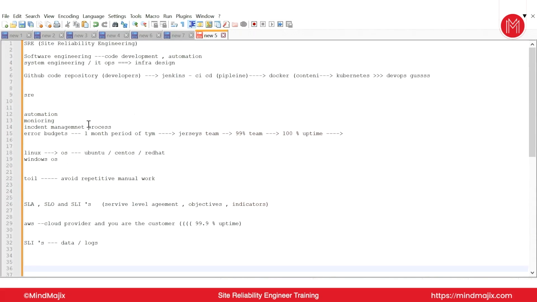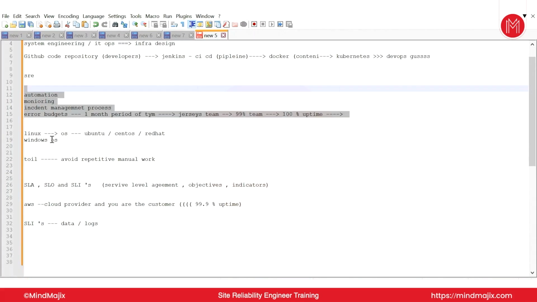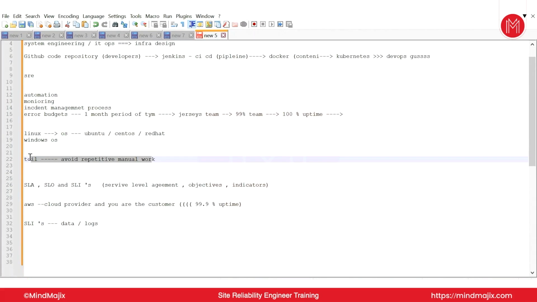What are the roles of a DevOps engineer practically? What does an SRE normally do in an organization? What is it all about? What are all the things we have? Like, what is toil work? In order to avoid toil, what will we do? The next main concepts are SLA, SLO, and SLI. What is an error budget? Everything is very important here.